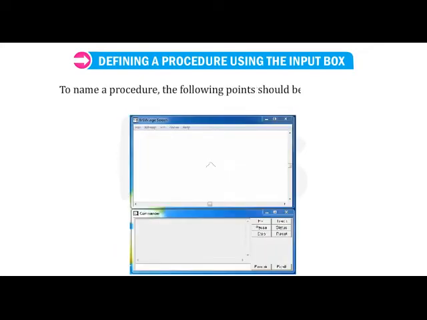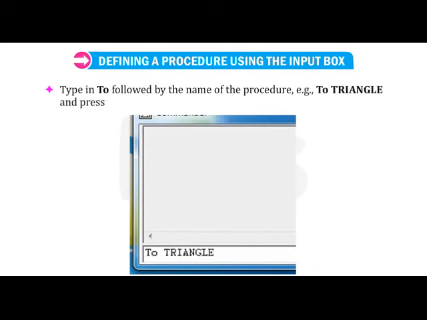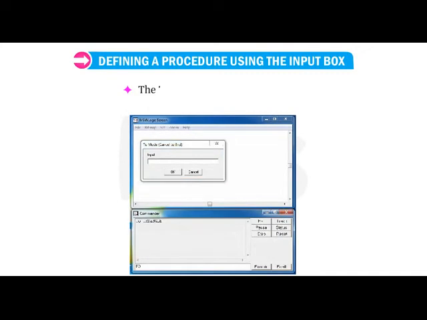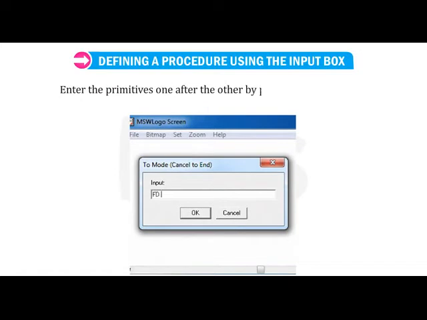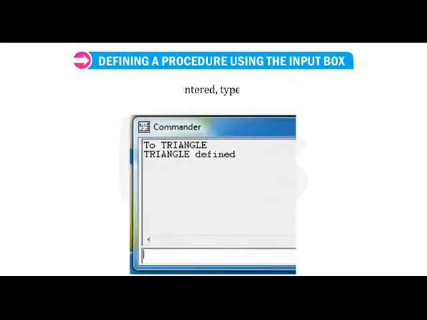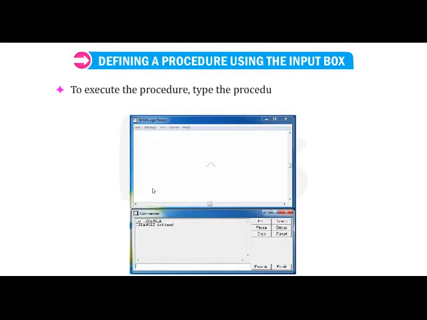Let us learn how to define a procedure using the input box. To name a procedure, the following points should be kept in mind. Click in the input box. Type in "to" followed by the name of the procedure, example, to triangle, and press the Enter key. The to mode input box will appear. Enter the primitives one after the other by pressing the Enter key. When all the primitives are entered, type in "end" and press the Enter key. The procedure will be defined. To execute the procedure, type the procedure name triangle in the input box and press the Enter key.